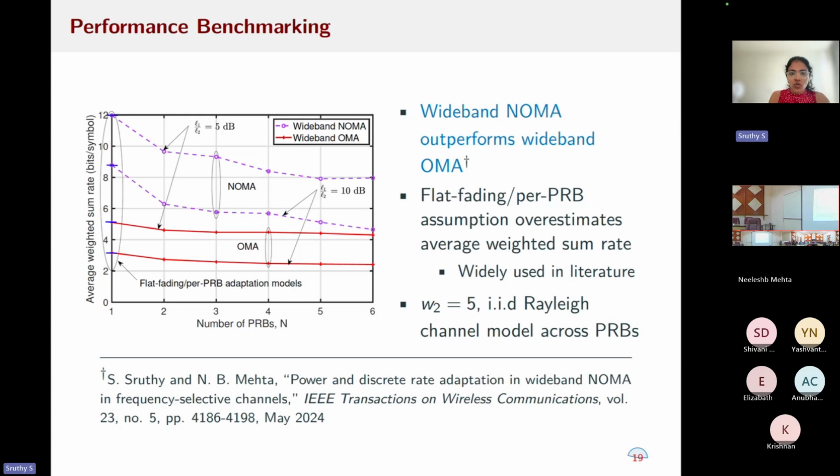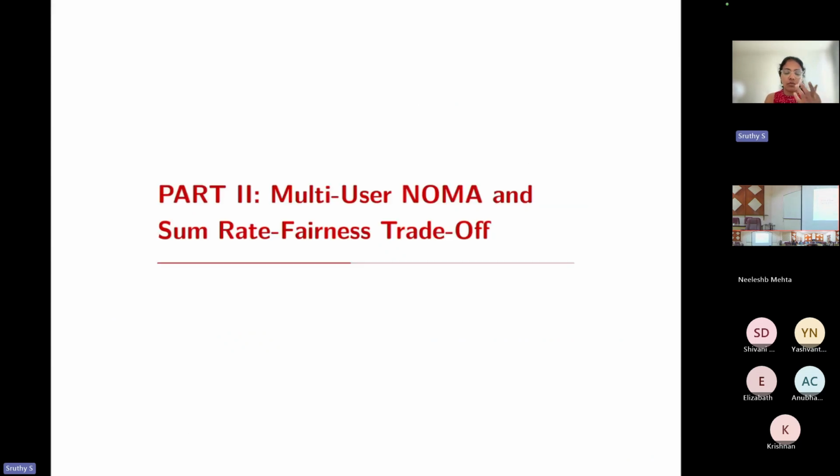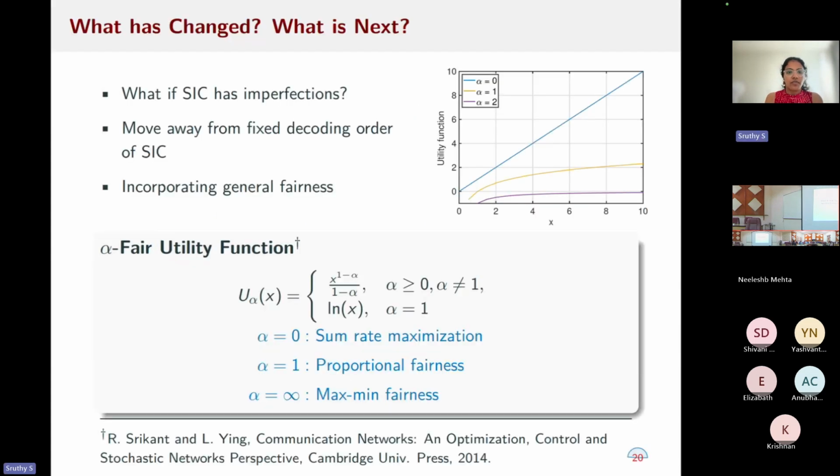So this is the first work. Let's move into our second work. It's multi-user NOMA and the sum rate fairness trade-off. So here we first look into what has changed and what is next.